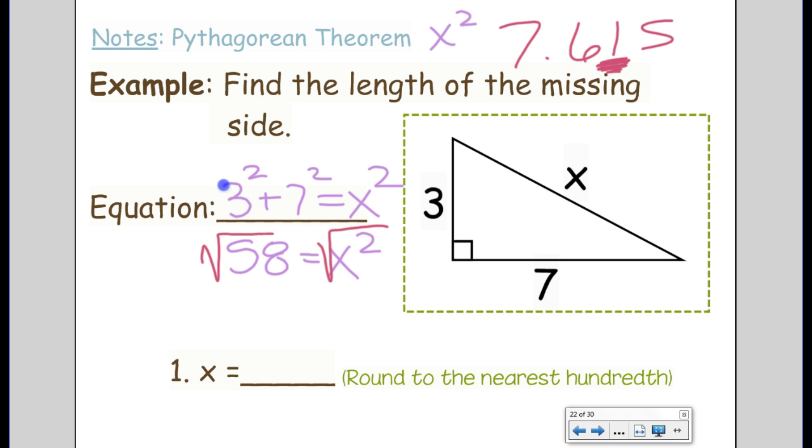He consults his neighbor. He says, hey neighbor, what should I do? Should I stay the same or should I bump up? And the 5 tells him, bump up. Because everything 5 and bigger bumps the number. So 7.62 is the final answer. That is what x equals. What did I get? 7.62.